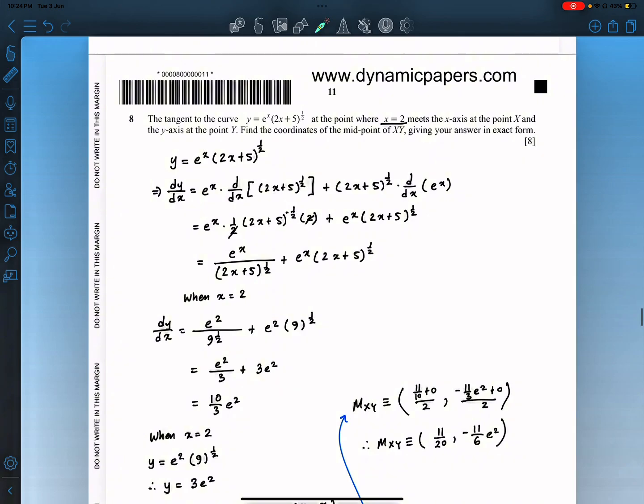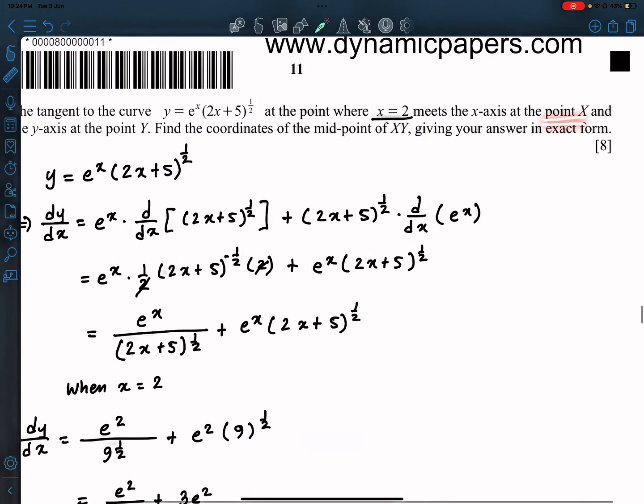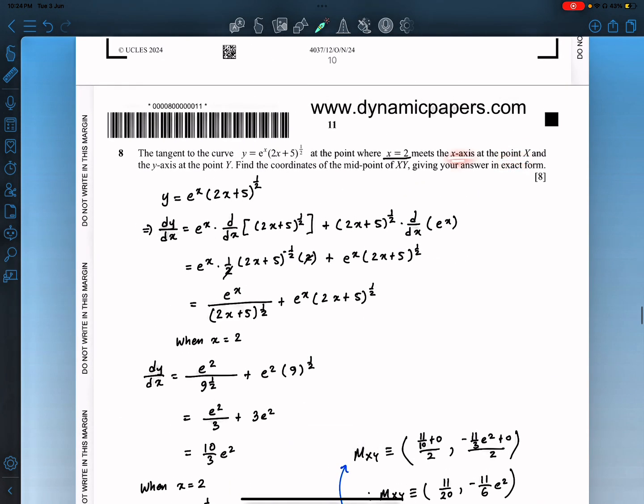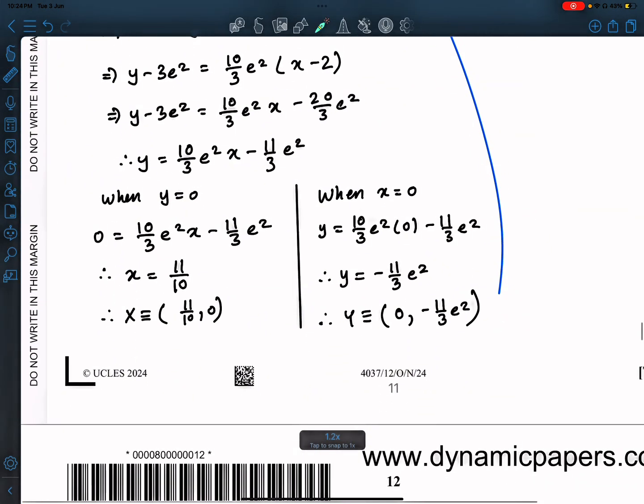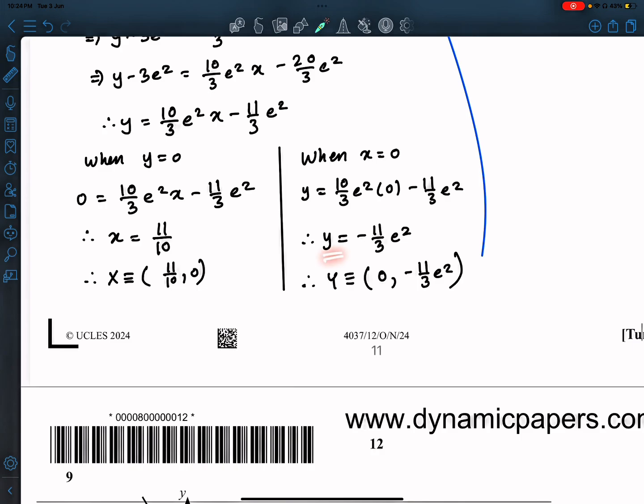Let's find the x coordinate first, or the x point over here. So it meets the x-axis at point X. That means y has to be equal to 0 at that point. So we find our x value to be 11 over 10. And when x equals 0, that means the y-intercept, we find the y-intercept to be minus 11 by 3 e squared. And that's our y point.